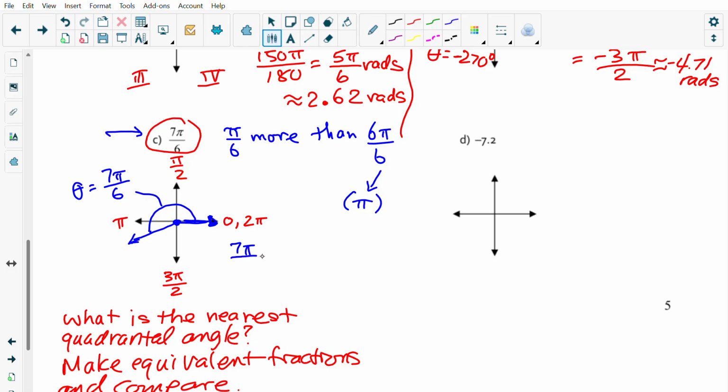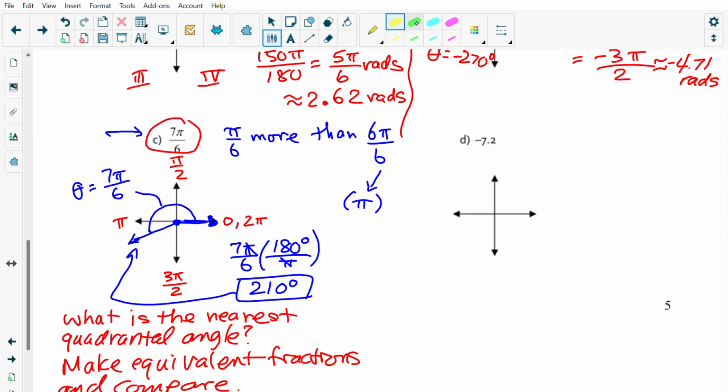All right, let's convert it to degree measures. So 7 pi over 6 times, what's my conversion factor? 180 degrees over pi. The pi's cancel. 7 times 180 divided by 6, well, that's 210 degrees. Let's do a quick check. Does this look like 210 degrees?